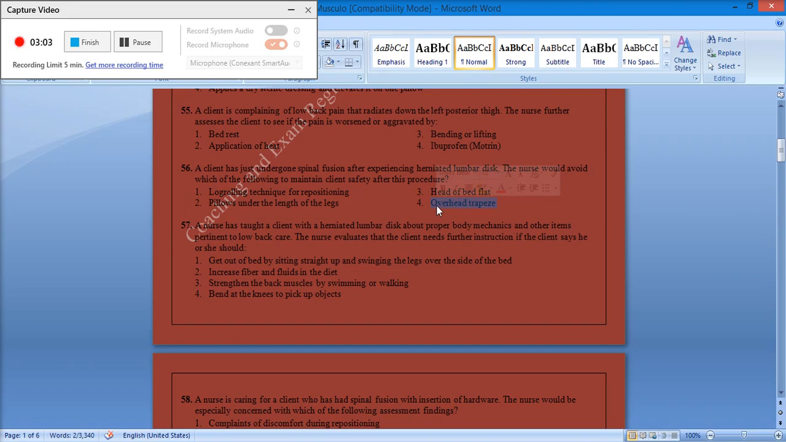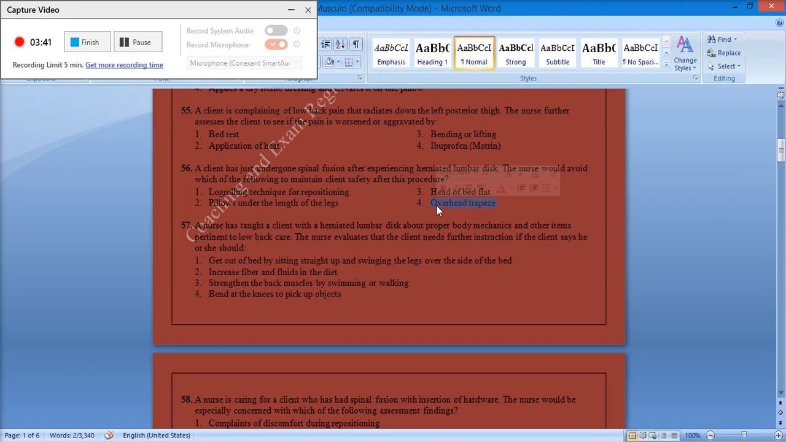57. A nurse has taught a client with herniated lumbar disc about proper body mechanics and other items pertinent to low back care. The nurse evaluates that the client needs further instruction if the client says he or she should: 1. Get out of bed by sitting straight and swinging the legs over the side of the bed. 2. Increase fiber and fluid in the diet. 3. Strengthen the back muscles by swimming or walking. 4. Bend the knees to pick up objects.